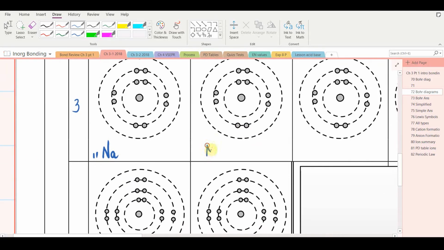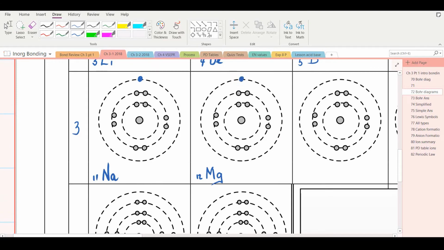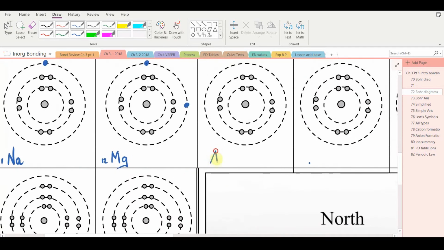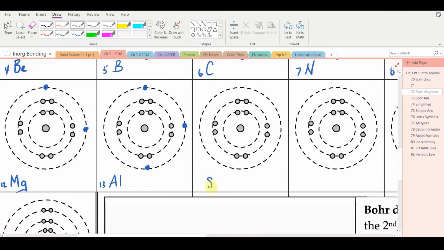Element number 12 is magnesium. Total of 12 electrons, 2 in the first shell, 8 in the second, and then 2 electrons in the third shell. Next we have aluminum, element number 13, 2 plus 8 plus 3. Next we have silicon, element number 14, 2 plus 8 is 10 plus 4.